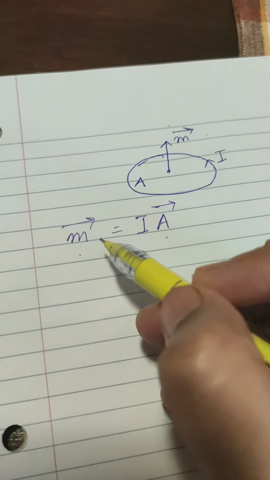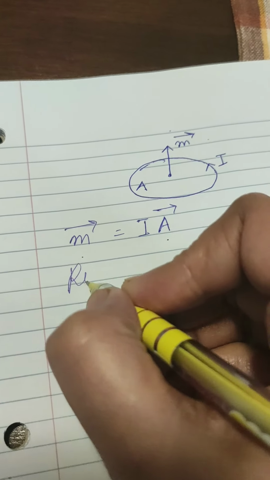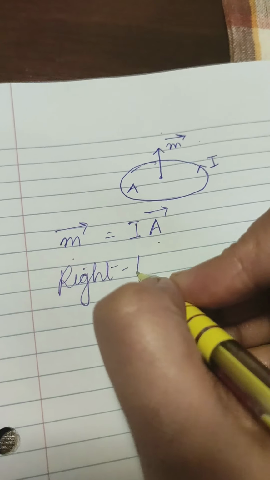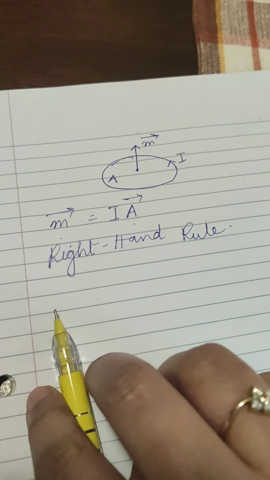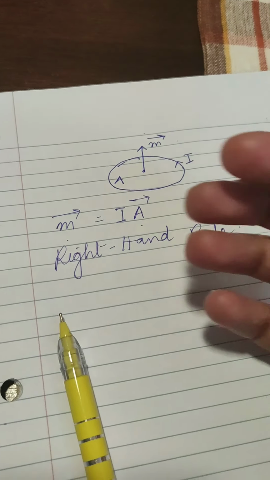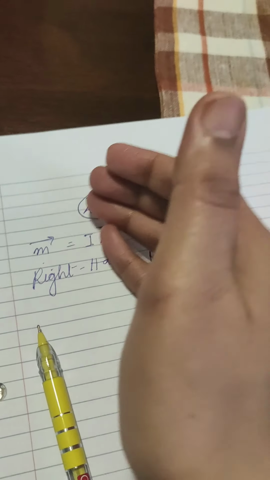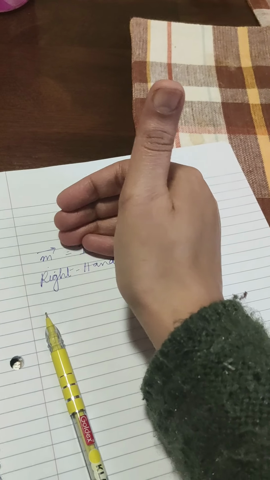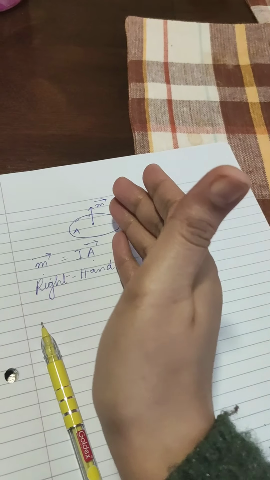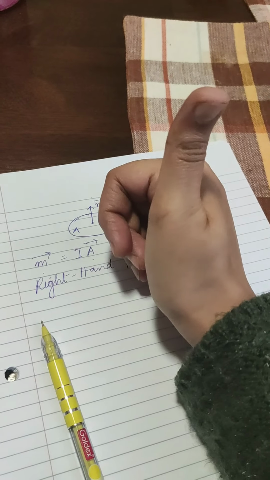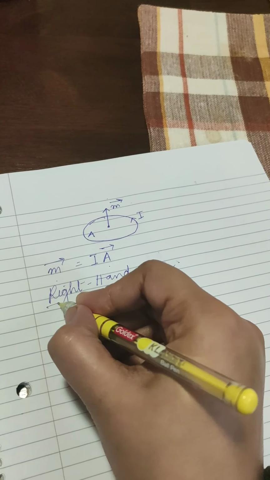But it is better to know the direction of the magnetic dipole moment by the right hand rule. What is this right hand rule? You curl the fingers of the right hand in the direction of the current. See, the current is in this direction. Then the thumb will give you the direction of the magnetic dipole moment. That is the right hand rule.